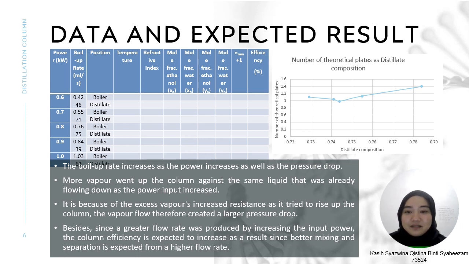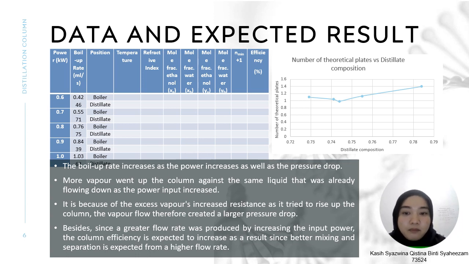Data and expected result. As you can see there, I include the table with the required parameters, and there is also a graph of number of theoretical plates versus distillate composition, where the result shows an increasing trend, which is based on the expected data. Based on the tables, it shows that the boil-up rate increases as the power increases, as well as the pressure drop.